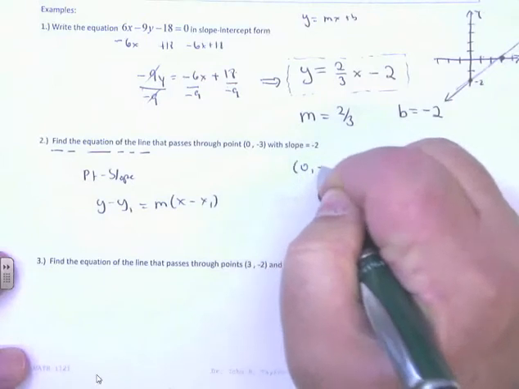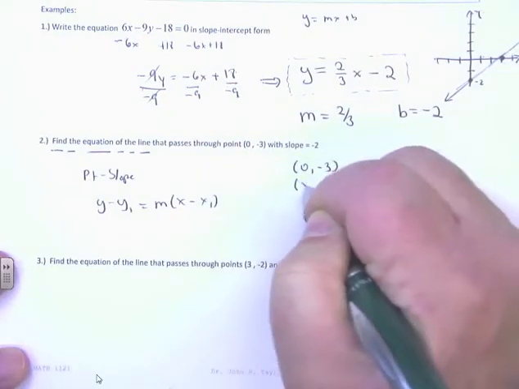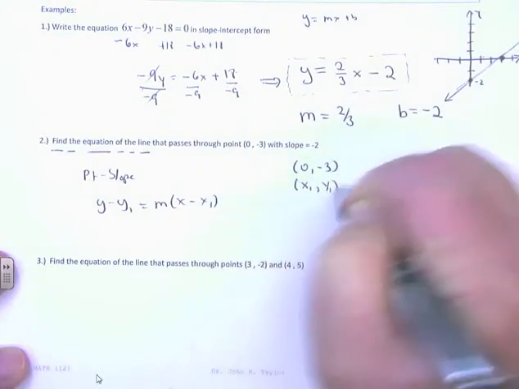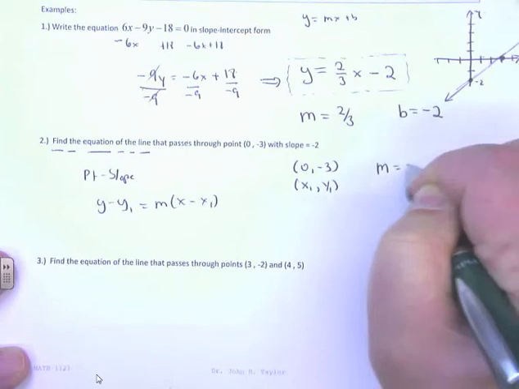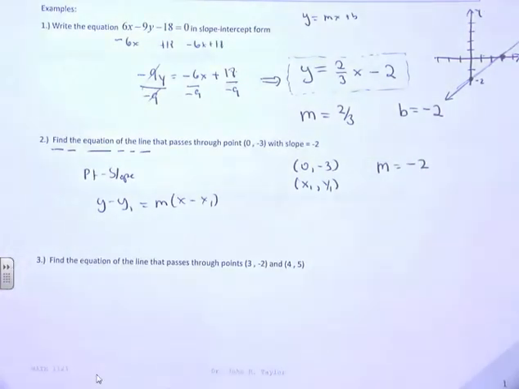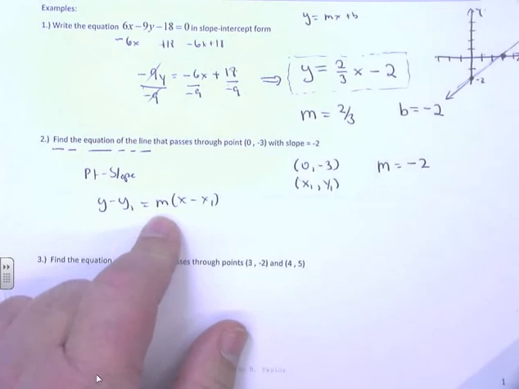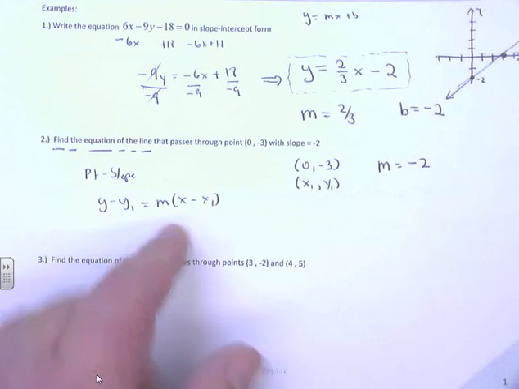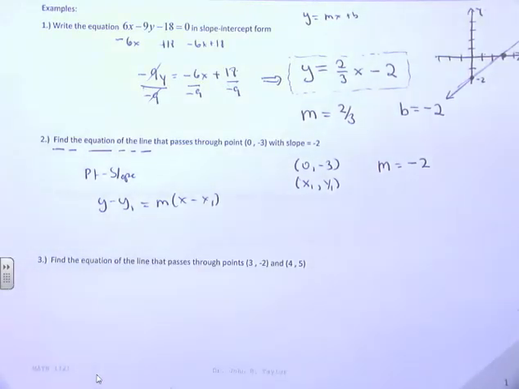What did they give me? They gave me a point, (0, -3), and this is my point, so this is your x1, y1. And they also gave me the slope. What's that? Oh, they gave me exactly what I needed to use the point slope formula. All you got to do is plug it in. Remember, on the point slope formula, m is clearly the slope. The variables with the subscripts are my points. The variables without the subscripts are standard variables. Leave those guys alone.